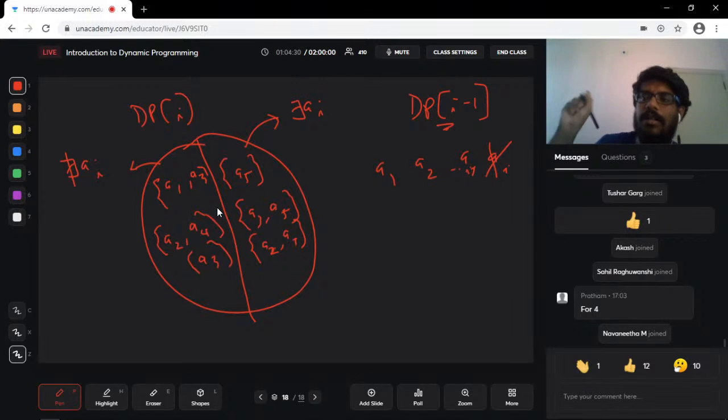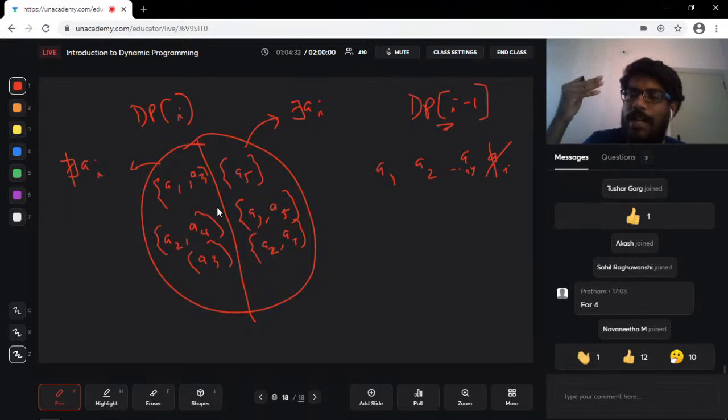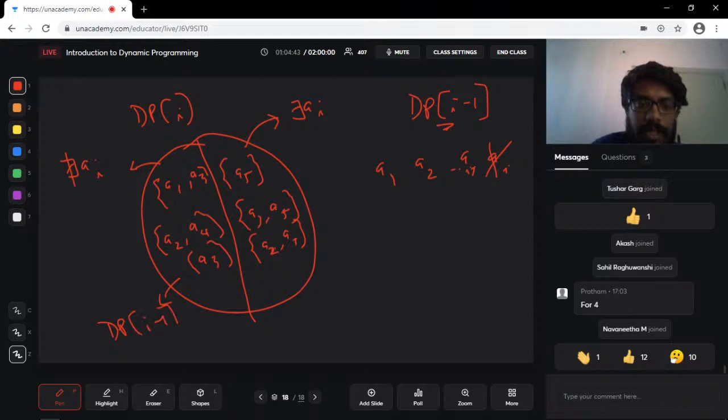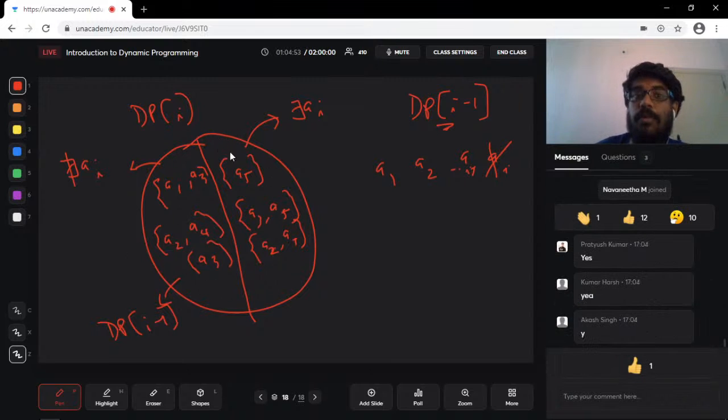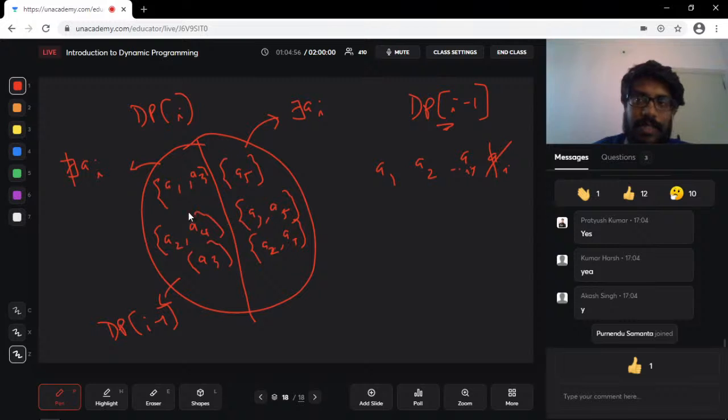And in that bag, what is the maximum sum? We had already calculated it, and that was nothing but dp i minus 1. So the maximum amongst all the elements here is just dp of i minus 1. Does it make sense? All I'm saying is we have this huge bag. We want to find the maximum sum amongst all the subsets here. Now we broke it into two halves, and I'm saying the first half, the maximum sum amongst all those valid subsets is just dp i minus 1.